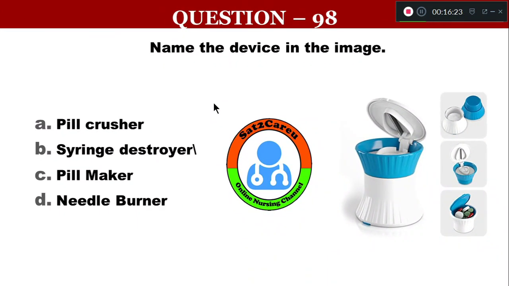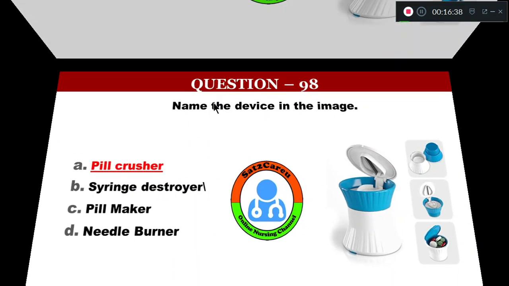Question number 98, another image-based question. Name the device. Option A, pill crusher. Option B, syringe destroyer. Option C, pill maker. Option D, needle burner. So very simple. This is a pill crusher.